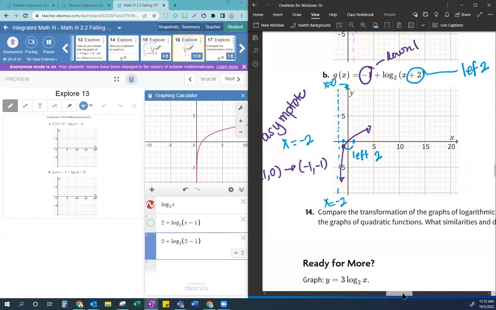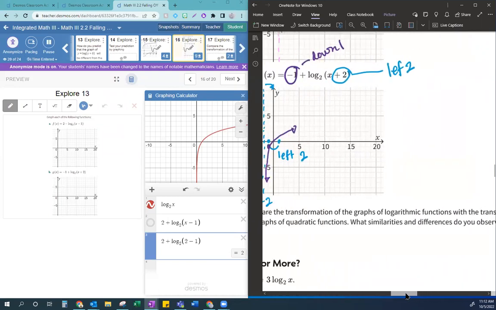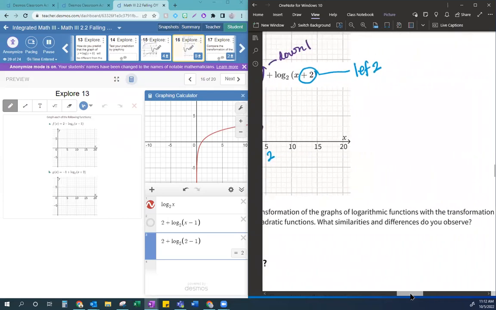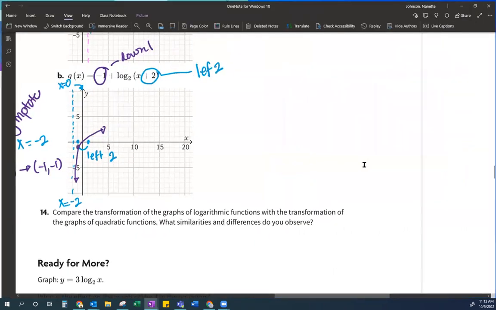It says, compare the transformation of the graphs of log functions with the transformations of the quadratic functions. What similarities and differences do you observe? We talked about this up here.